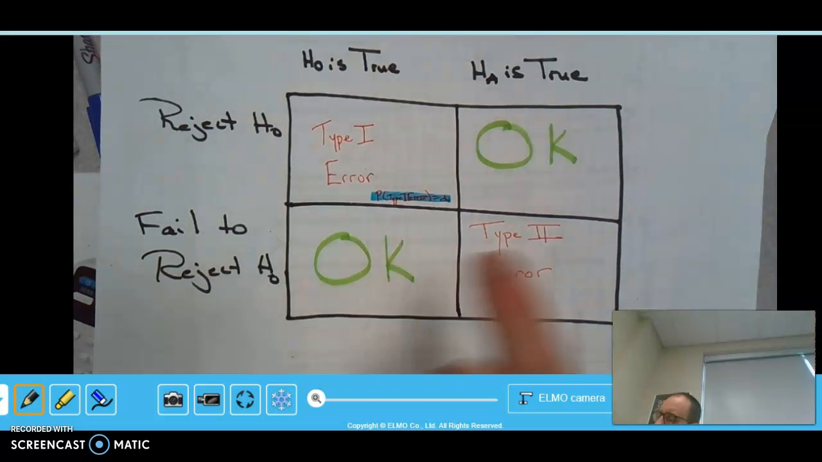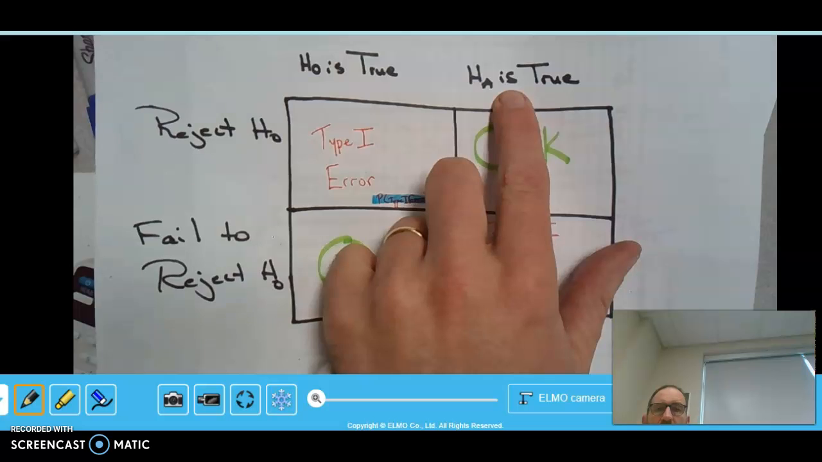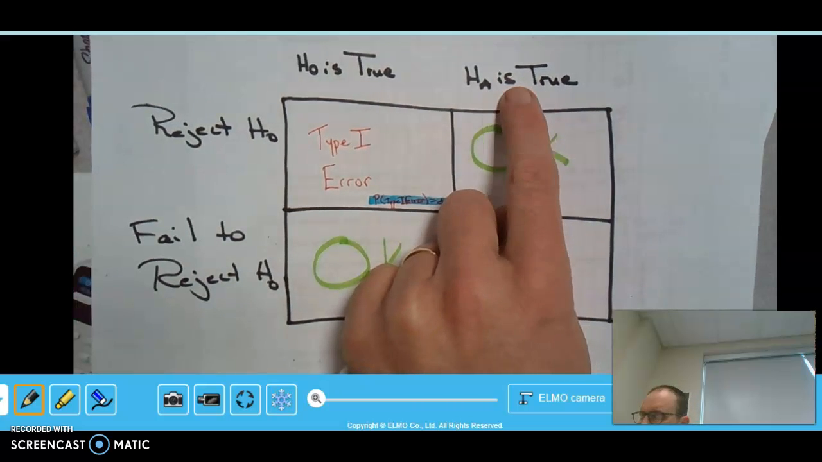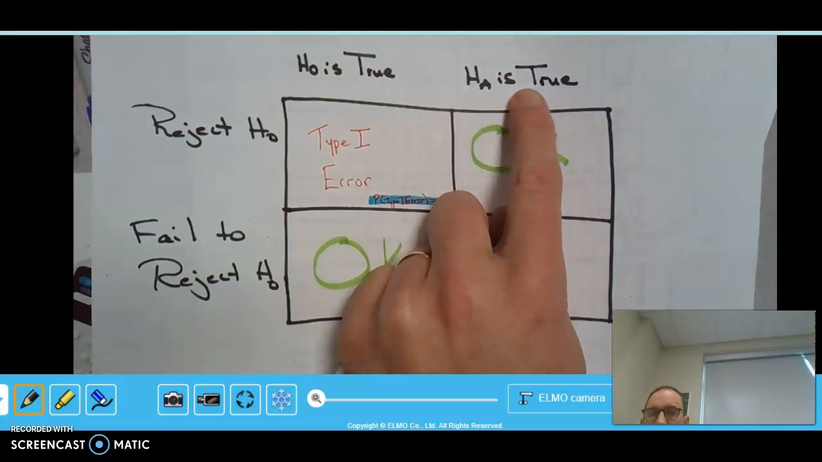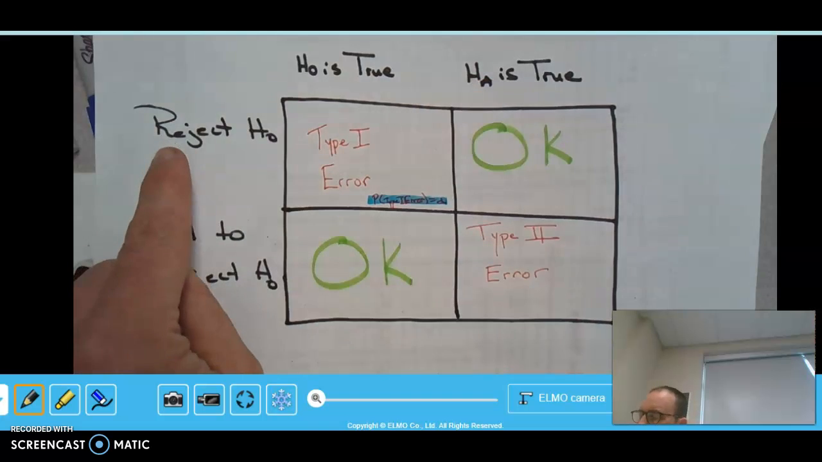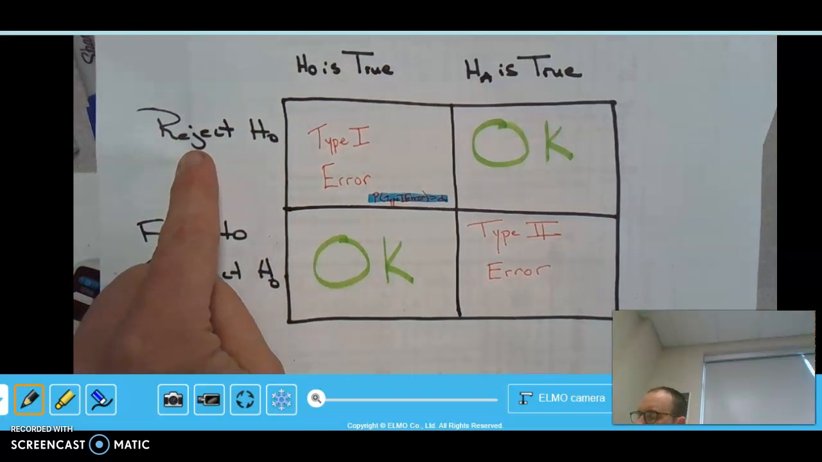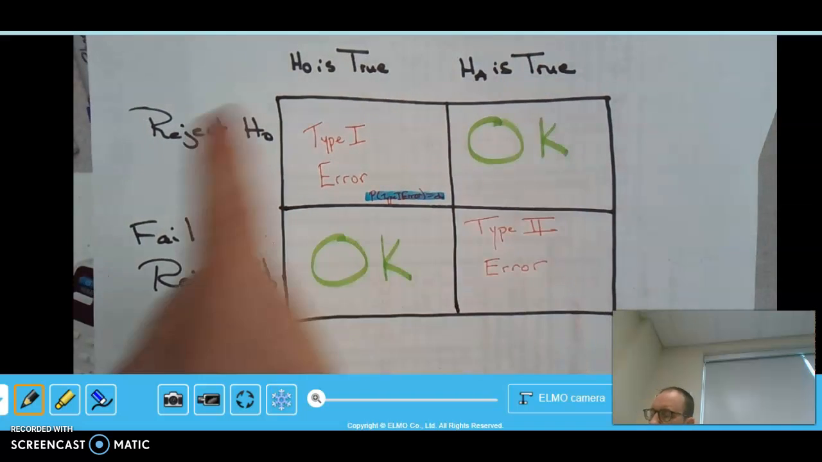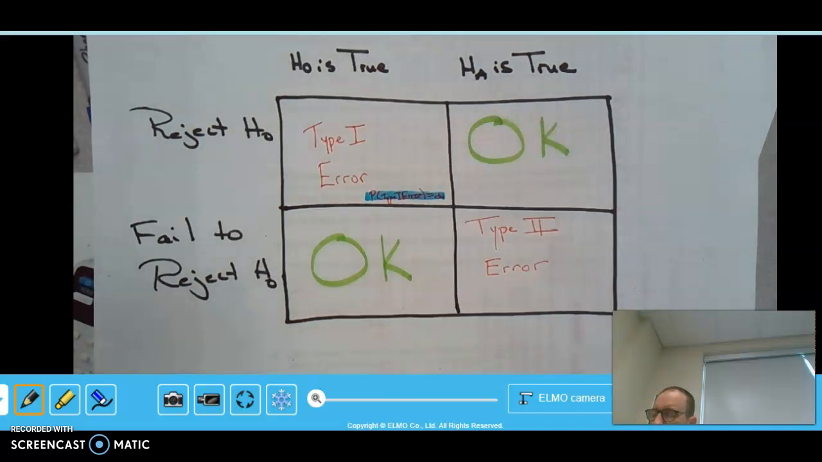Now, usually what we're most interested in is whether or not our theory is true. So one of the things that we're going to investigate today is that our theory lies in the alternative hypothesis. So the question is, how likely is it that we reject the null when the alternative is true? So we're looking at this box here today.